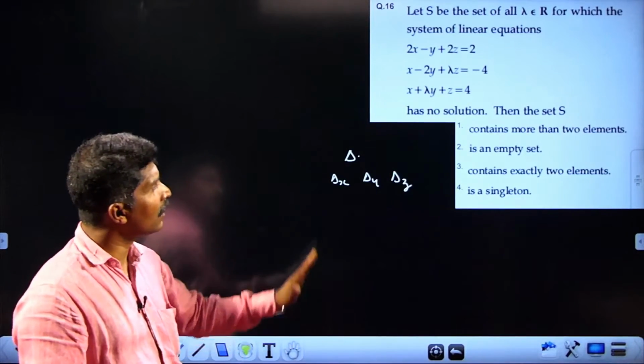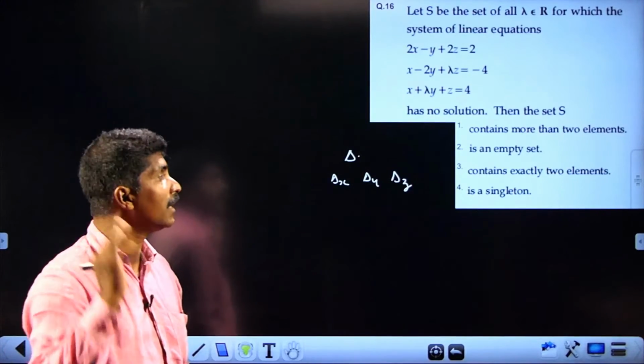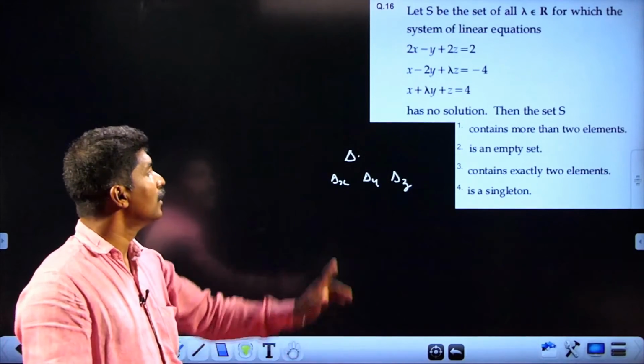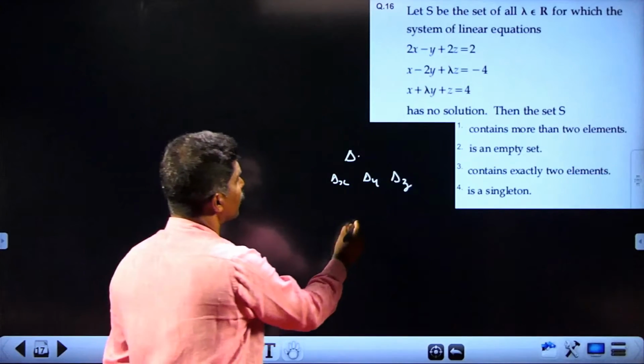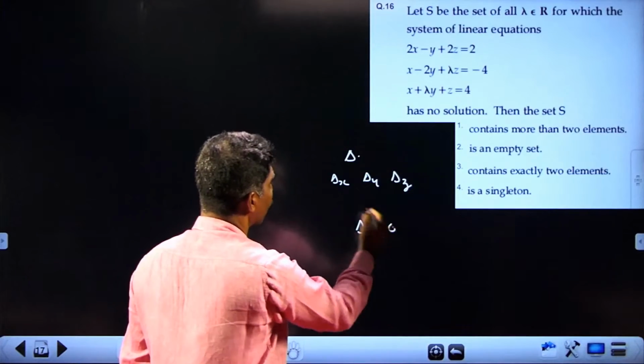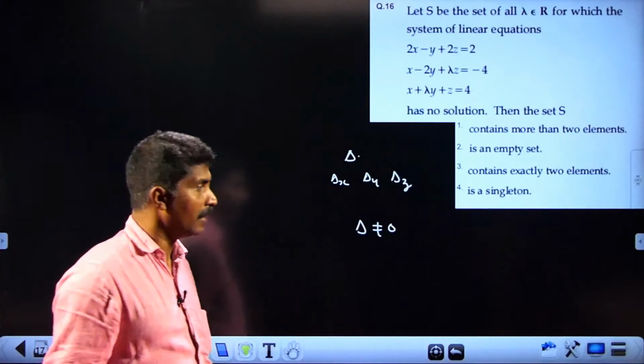Unfortunately, Cramer's rule is not given in the NCERT textbook. You have to go a little ahead of the NCERT textbook. I already told you that. So, delta means the coefficient determinant. If delta is not equal to 0, what will you say? The system is consistent with a unique solution.